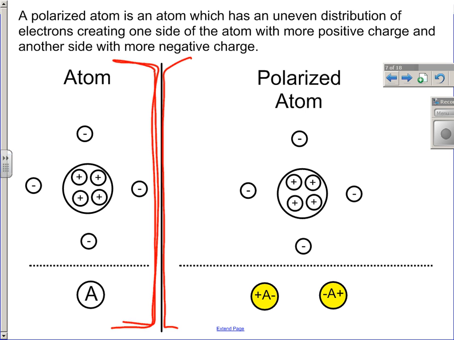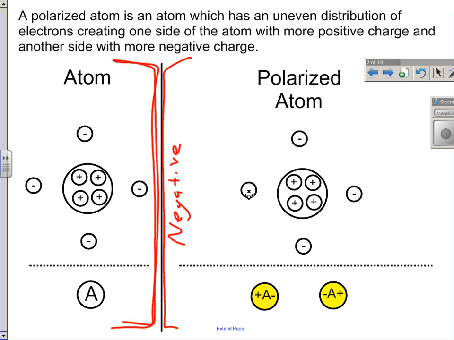Suppose we once again took a really strong negative charge and brought it close to this side of the atom. Well, what's going to happen is this electron here is going to see this negative charge, and it's going to want to get as far away from it as it can, right? So it's going to be pushed away and get pushed over here, okay?